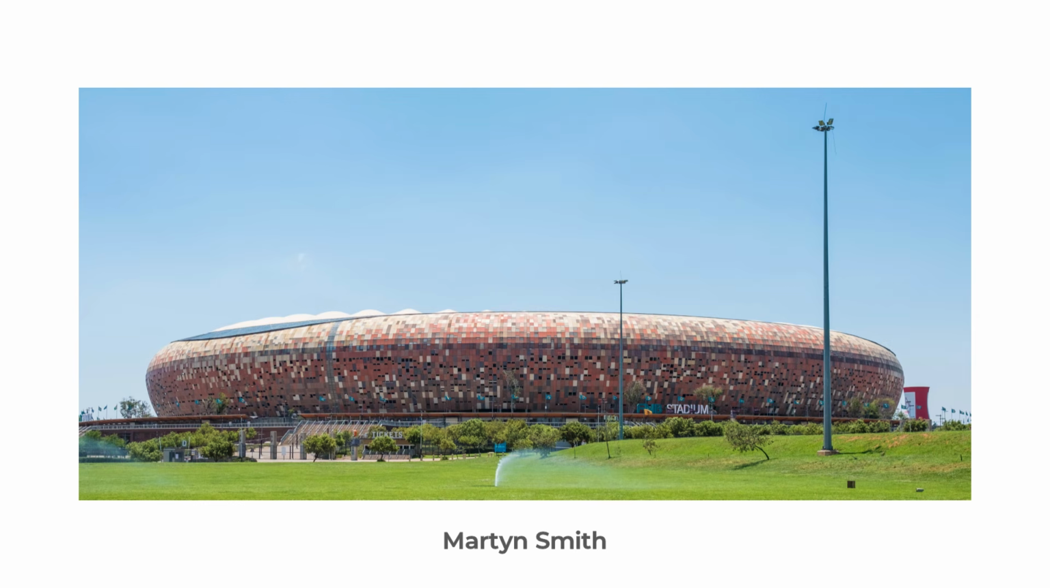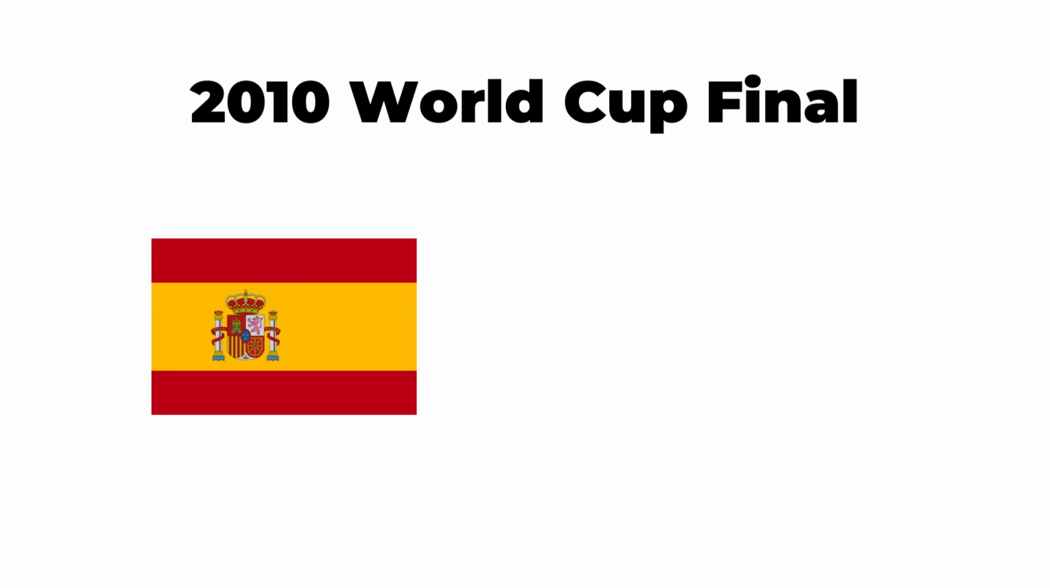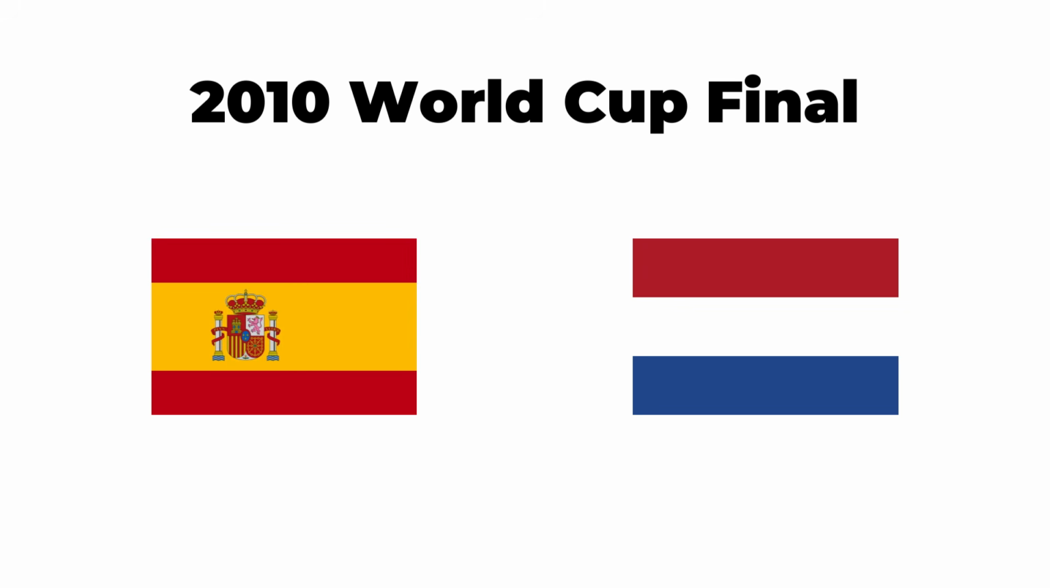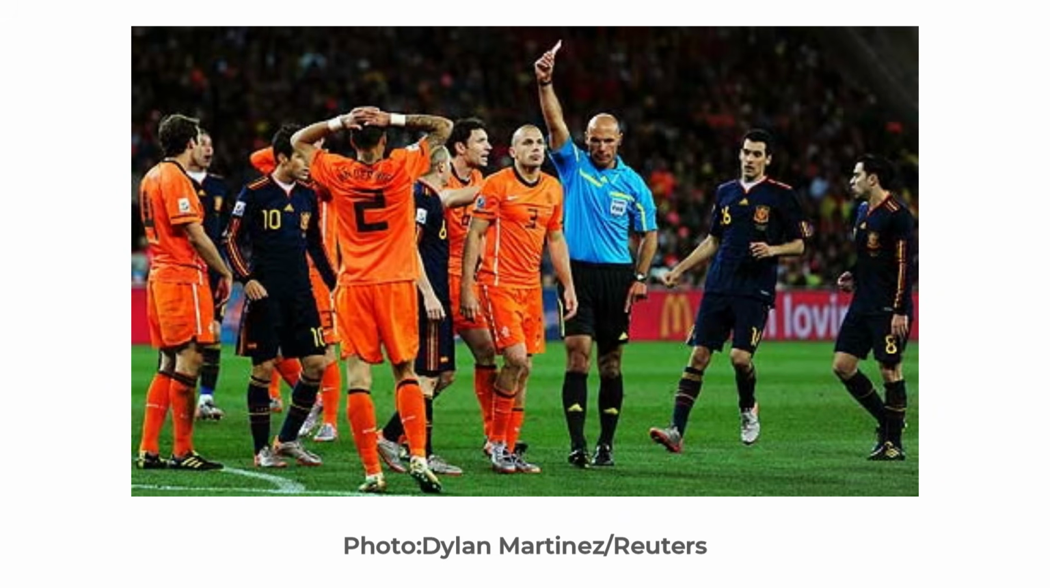But what about the final? In Johannesburg, we knew we are going to see a first-time winner. It's because Spain, who never finished higher than 4th, took on the Netherlands, for whom it was the third final. But was the third time the charm? The game in itself was by far not the charm. It was exceptionally ill-tempered and nothing short of brutal.